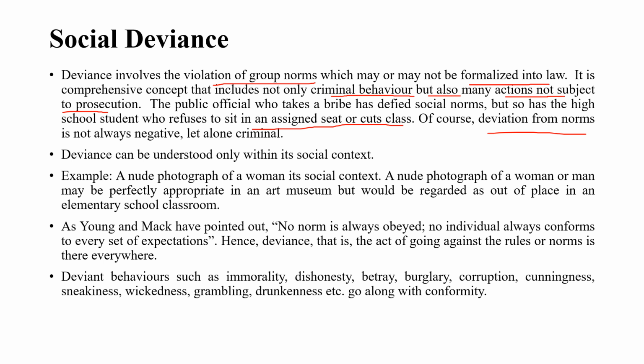So deviance can be understood only within its social context. You need to understand the context in which we are saying that some behavior falls under the category of deviant. Now, again, there is an example, and this example is not of two different contexts. It is of one context, and how that context has different meanings.